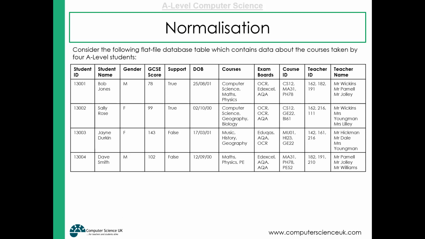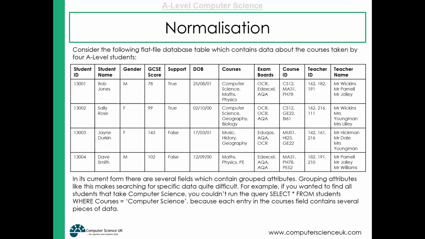So if you consider this flat file database table, what it is doing is showing several A-level students, and the courses that they're enrolled in, their exam boards, and their teachers. So if you look at a row, for example, Bob Jones, the first row, we've got information about that student, their gender, their GCSE score, whether they have support or not, their date of birth, and then we've got the courses that they are enrolled in, the exam boards for each of those courses, and also the teachers which take those courses, which run those courses or lead them.